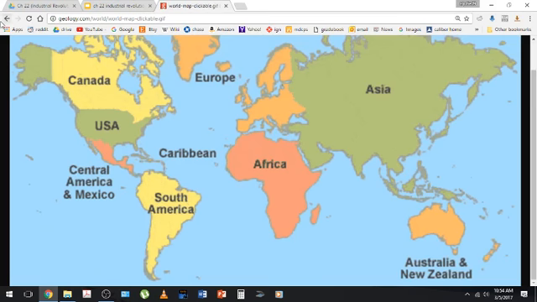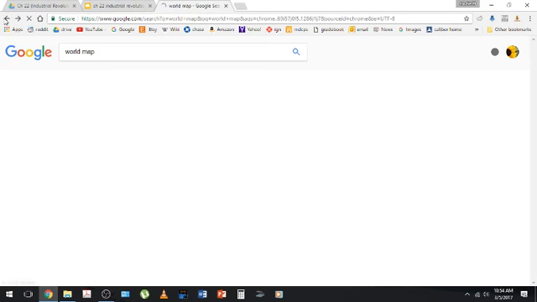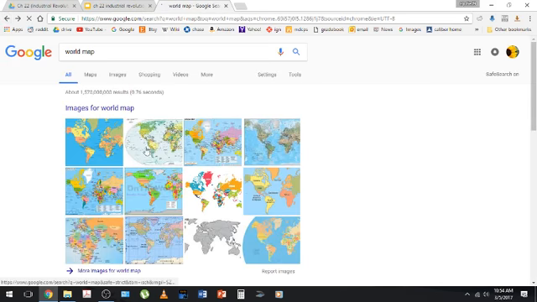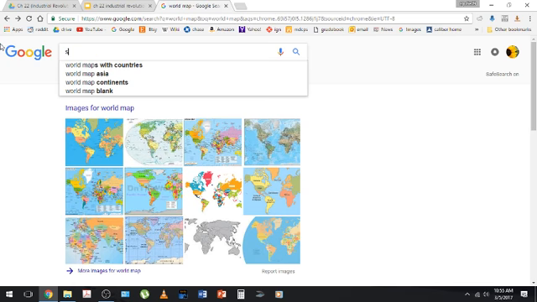Let me see if I can show you a quick map here. Let me do a quick map. South America map.